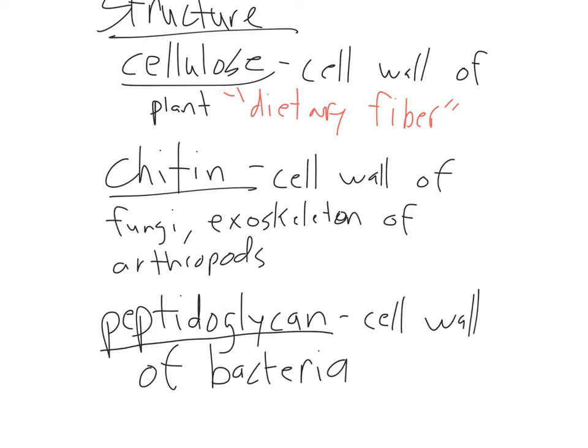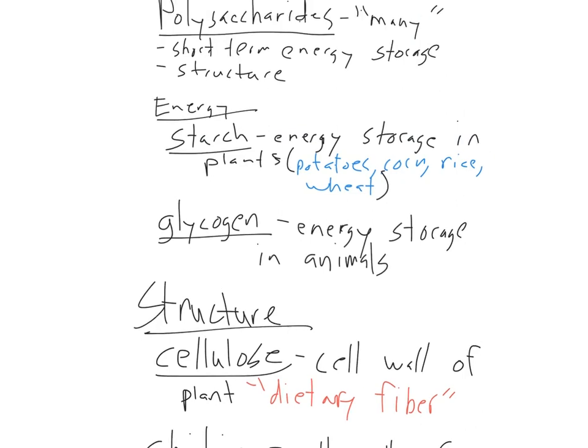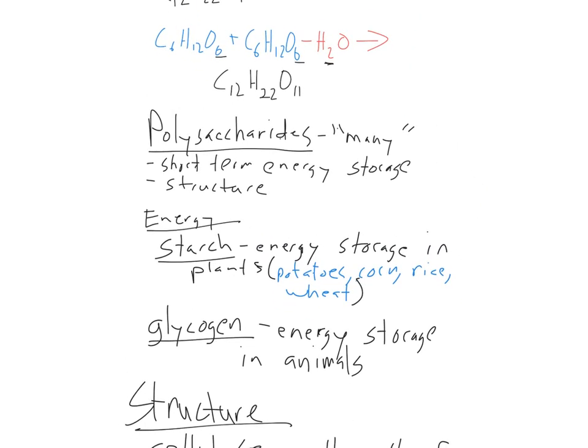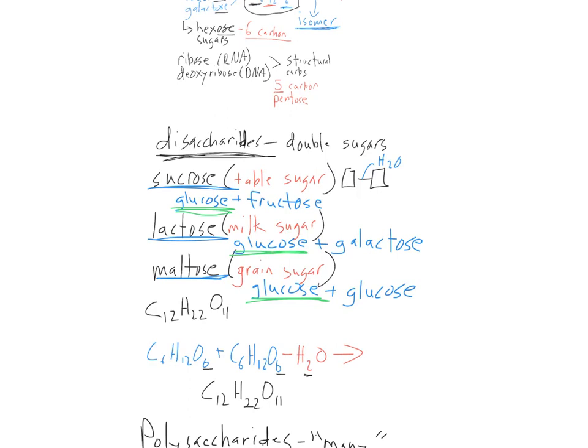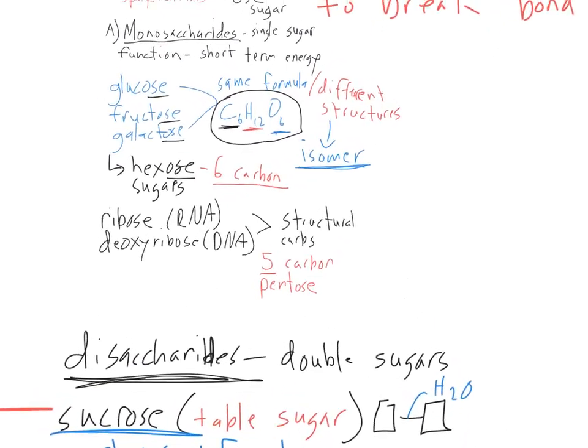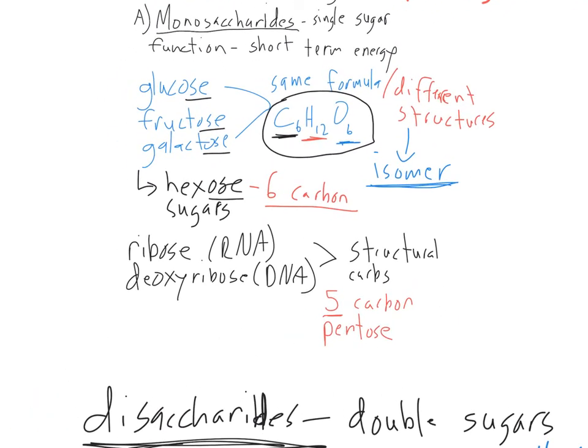Okay, and then the last one, peptidoglycan, is the cell wall of bacteria. All right, let's move back up. Polysaccharides were many. Disaccharides, you had three examples: sucrose, lactose, maltose. You need to know what makes each one. And then you had five examples of monosaccharides. Three were hexose, two were pentose.